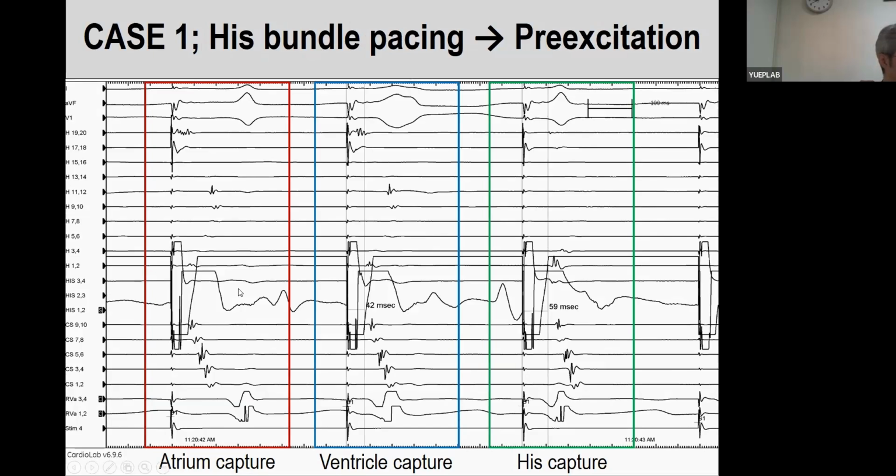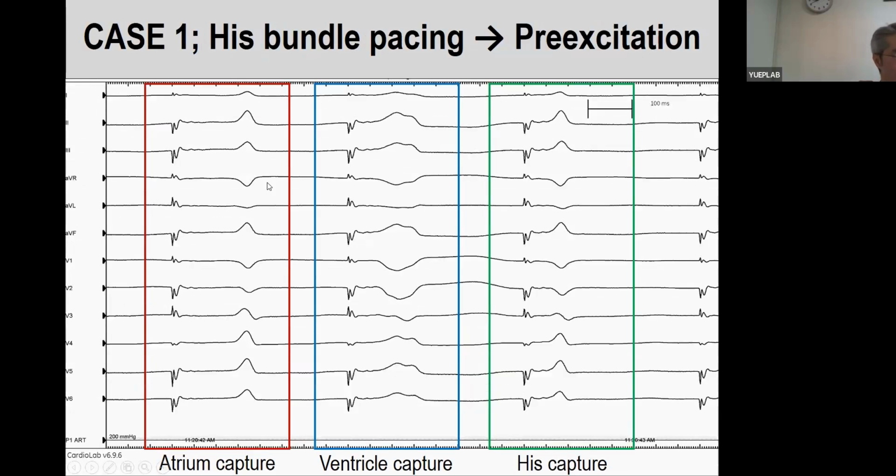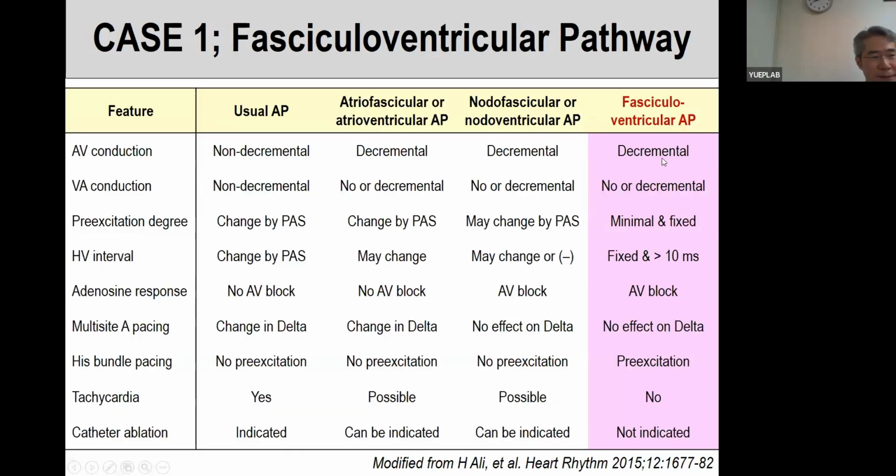This bit is atrial capture, and this bit is ventricular capture. This bit is His capture. Okay, let's compare it with A capture and His-bundle capture. This one and this one, almost the same delta wave. So if we pace the His bundle, pre-excitation still appeared.